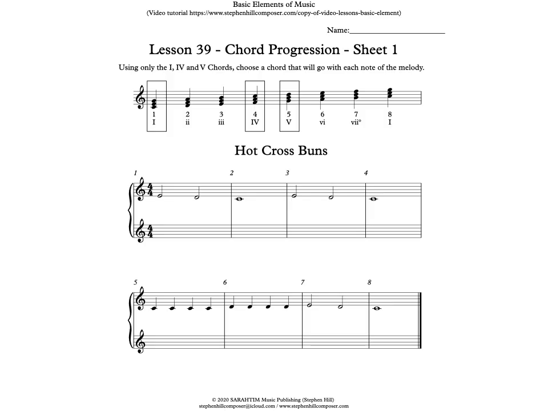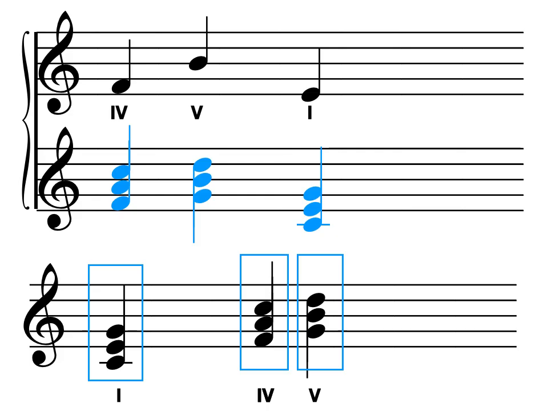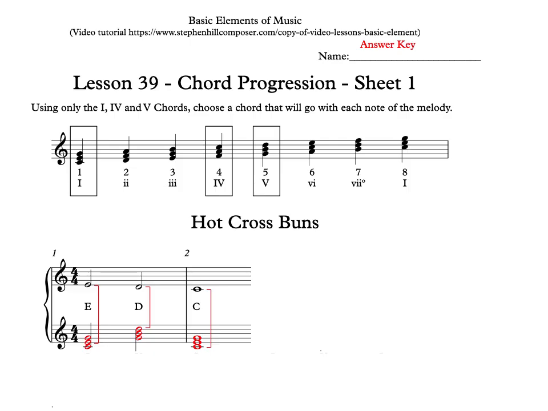Okay. So we talked about the F can be harmonized with the 4 chord. So what you're going to do is just write the 4 chord F, A, C underneath the melody note in that second line. The same thing with the next melody note and then the next melody note. So your worksheet should look like this.